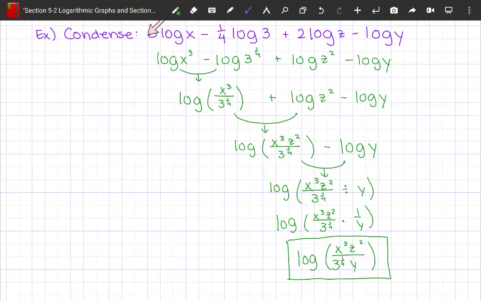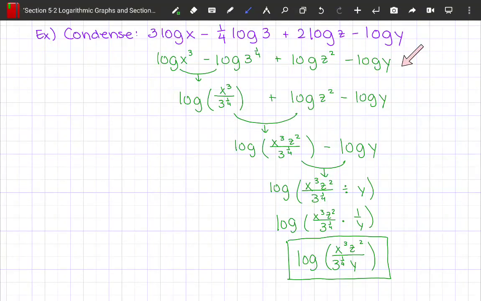Now you still have to do this. Here's the shortcut. You still have to do the power property. So this 3 still has to become the exponent. This 1/4 still has to become the exponent. This 2 still has to become the exponent. But once you got here, just take a look.